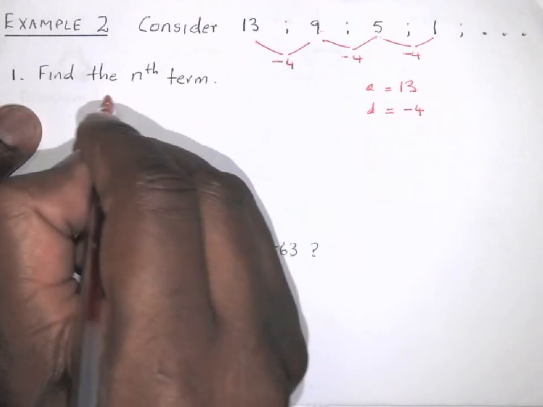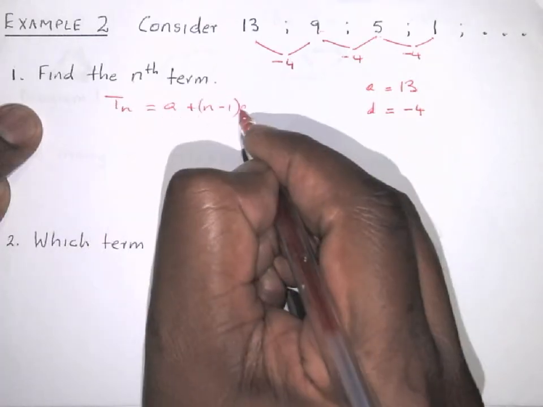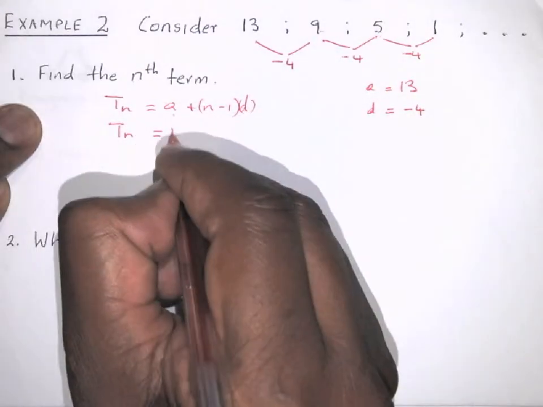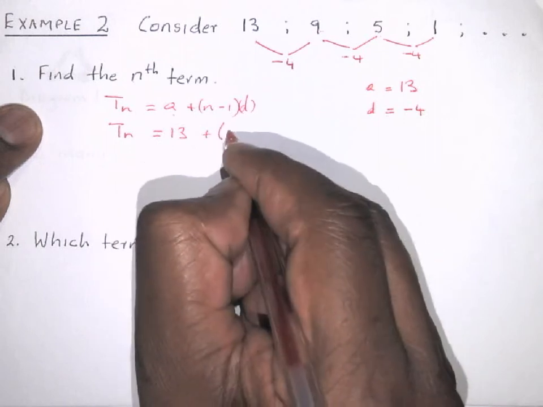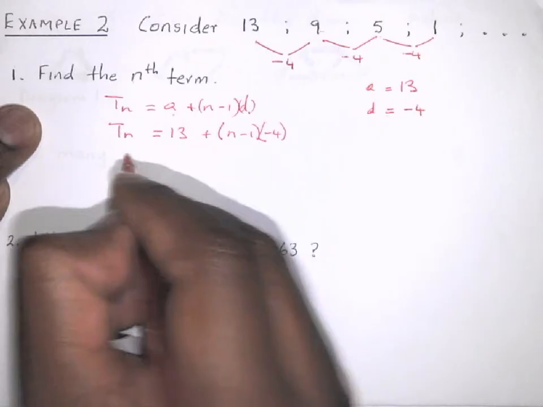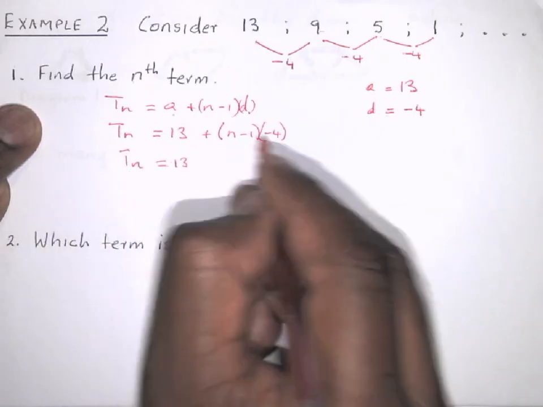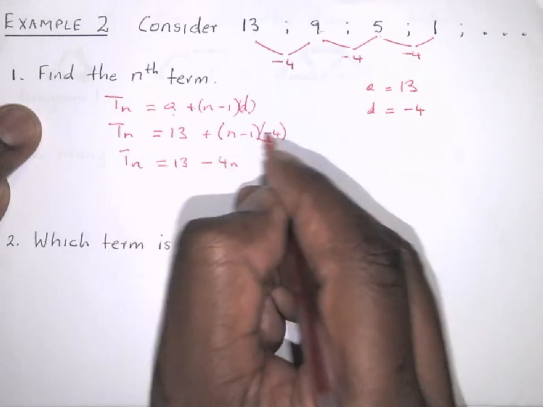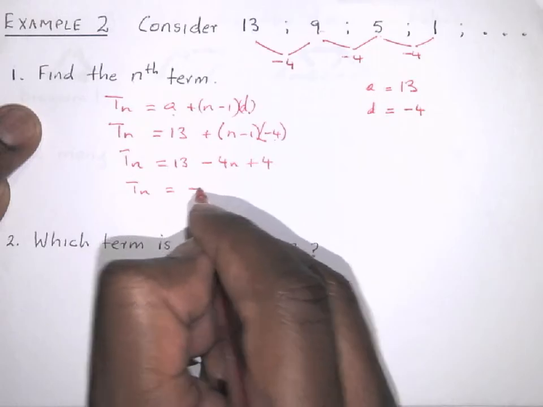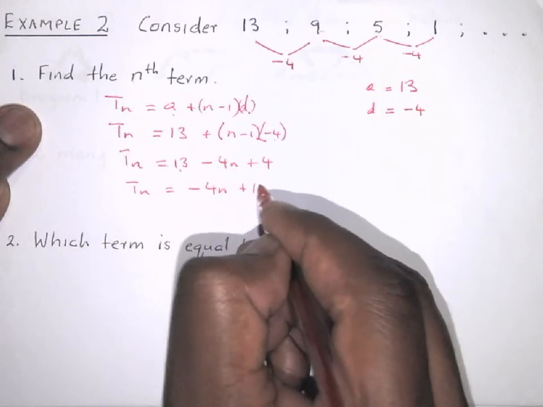So the nth term, Tn, is equal to A plus (n minus 1) times D. So Tn will be equal to the A value, which is 13, plus the bracket (n minus 1) times the D, and the D is minus 4. We'll be multiplying by minus 4 here. So Tn is equal to 13, then this times that is minus 4n, and this times this is plus 4. So Tn will be equal to, collecting like terms, minus 4n, and 13 plus 4 is plus 17.